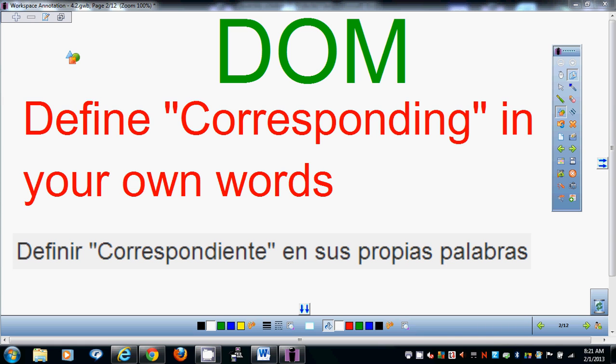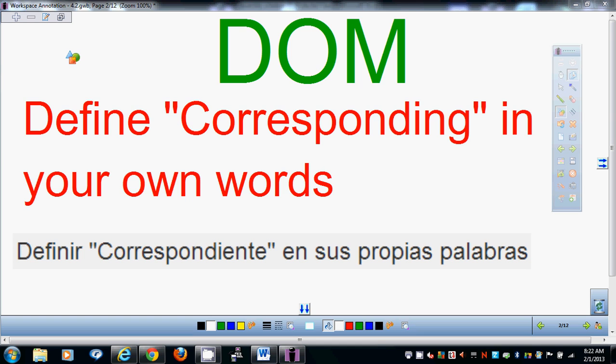Corresponding is... I put it in the same place on the diagram. That's actually really, really good. Anybody else want to throw out their definition? Yes, ma'am. Very nice. Although that could be corresponding, consecutive. But I see where you're headed with it.